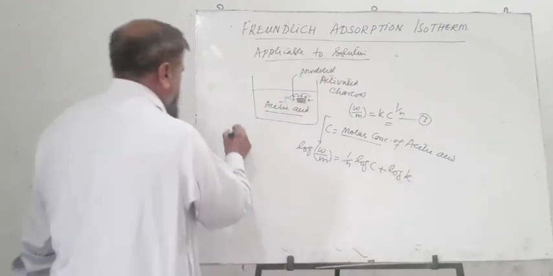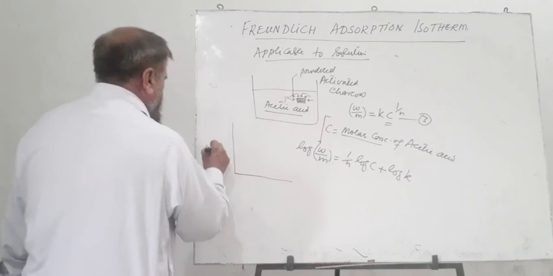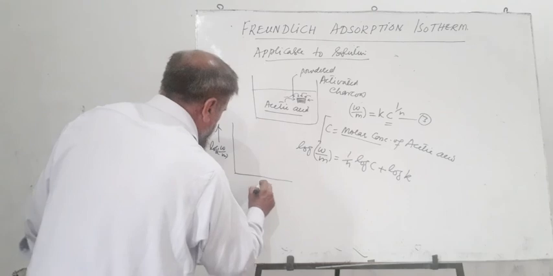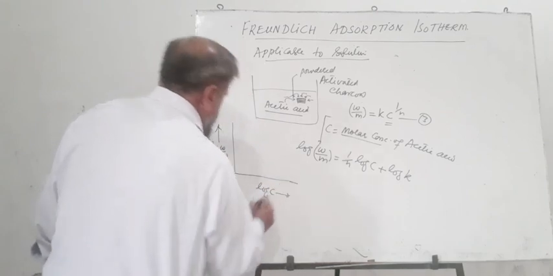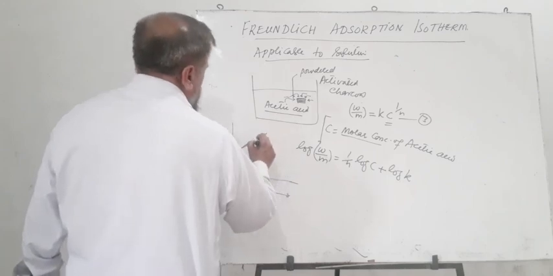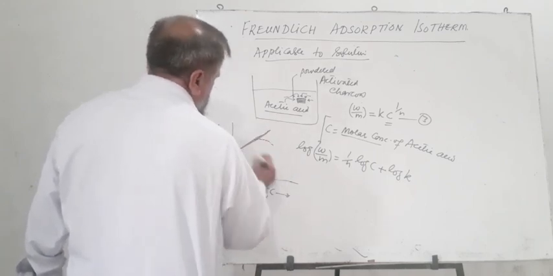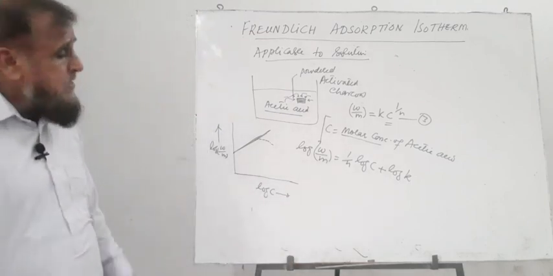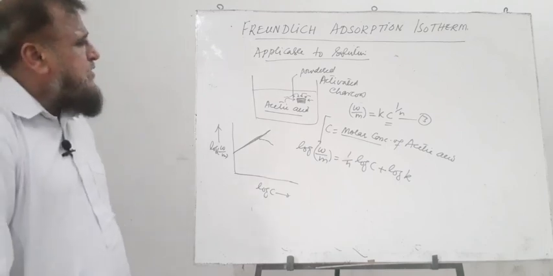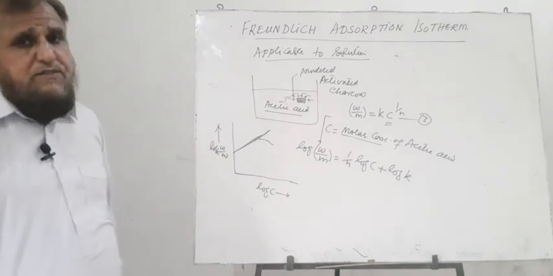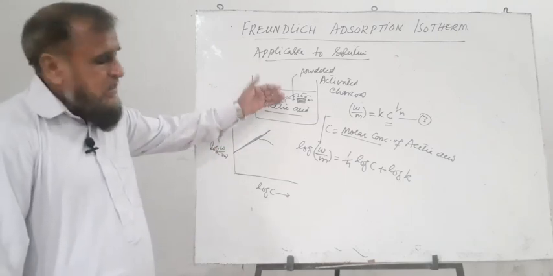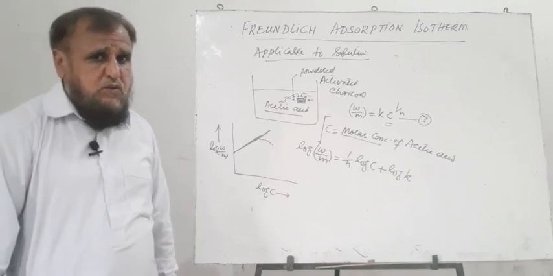Here we will also get a straight line. We will plot a graph between log of W by M along Y axis and log of C along X axis or abscissa, and we will get a straight line. In this case also, we will observe deviation from the straight line at very high molar concentrations. At very high concentration, the graph will deviate from a straight line. So it is the failure of the Freundlich equation that it is not obeyed at very high pressure of gas or very high concentration of solutions.